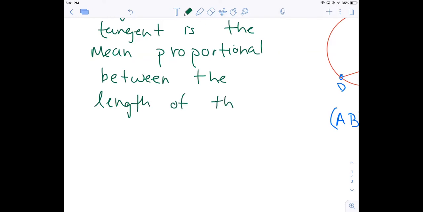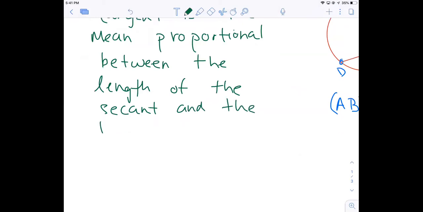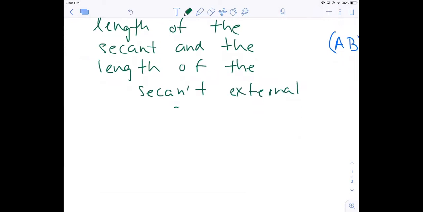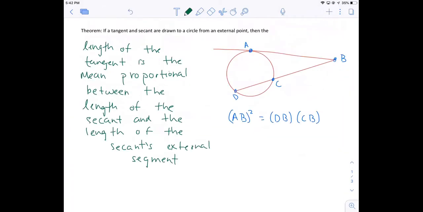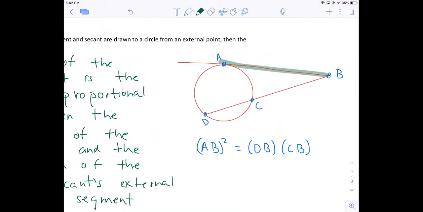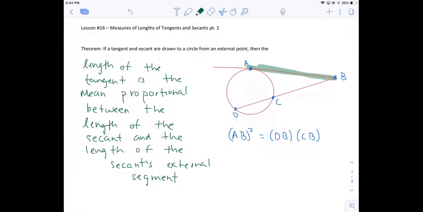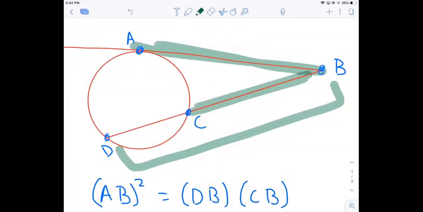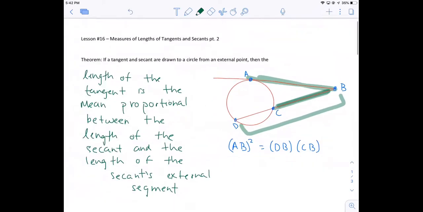of the secant and the length of the secant's external segment, right? Or the part outside of the circle. Secant's external segment. So what we are saying is that this tangent AB is the mean proportional between the length of the secant, which is DB, and its external segment, which is CB here. All right, so how does that make sense?